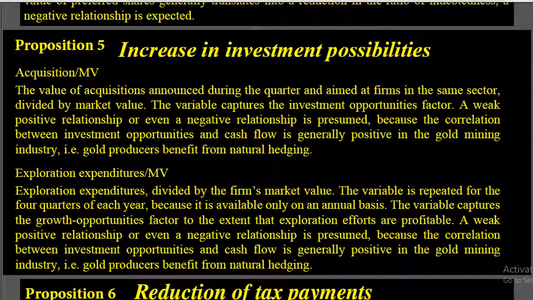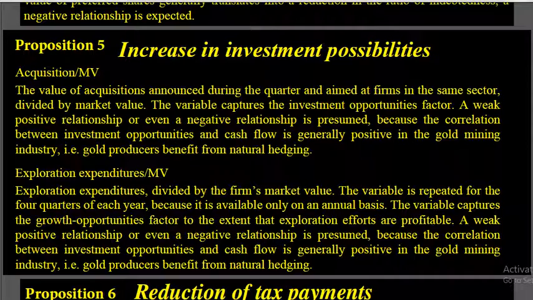Increase in investment possibilities. We have two variables to measure proposition 5. Proposition 5 says firms with more investment projects should hedge more, but this effect may be weak for firms having natural sources of diversification. Let's see what this is all about.